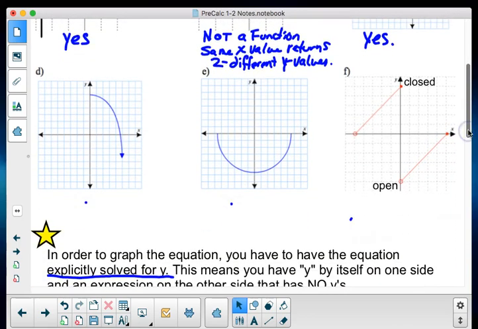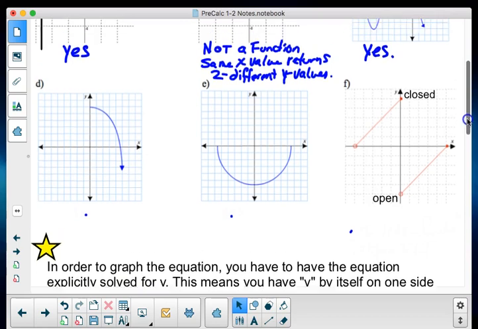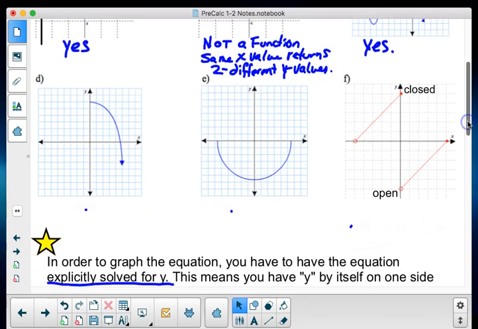By the way, for F, I didn't think your notes had it really clearly stated. We have it colored in here. That's a closed dot on that graph. And this is an open dot on that graph, an open circle, okay, when you're looking at that. So now make the determinations. Function or not.